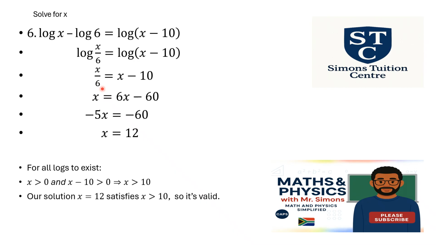If I multiply the 6 away to leave behind x, that becomes 6 times x, which is 6x, and 6 times negative 10, which gives me negative 60. So from there, if I bring that across, 6x becomes negative 6x, plus x gives me negative 5x equal to negative 60. Negative 60 divided by negative 5 gives me positive 12.